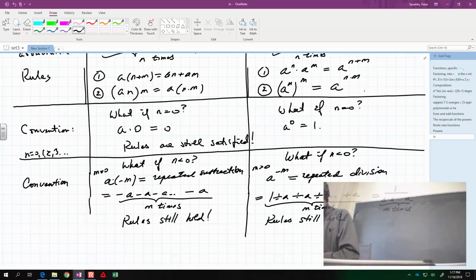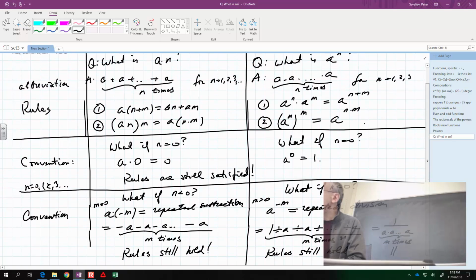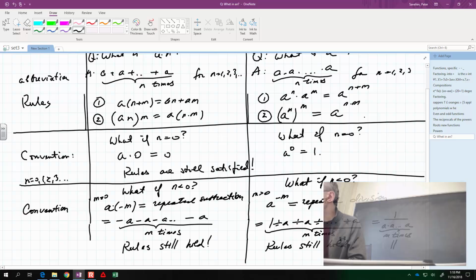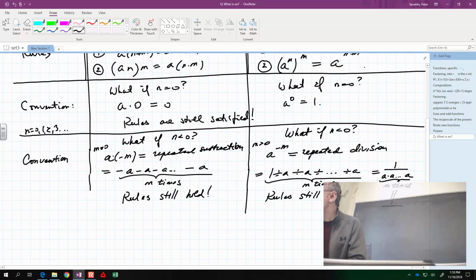And then what you do here, you can guess what this is. Once again, a negative m power is division repeated m times, which means that, as we know the algebra, we put that division into one denominator, and now we have multiplication repeated m times in the denominator. So I can use the abbreviation again. A multiplied by itself m times, what do I get? I'm using the original abbreviation: when I multiply a by itself n or m times, I'm using the power. So what do I have here? One over a to the n power.